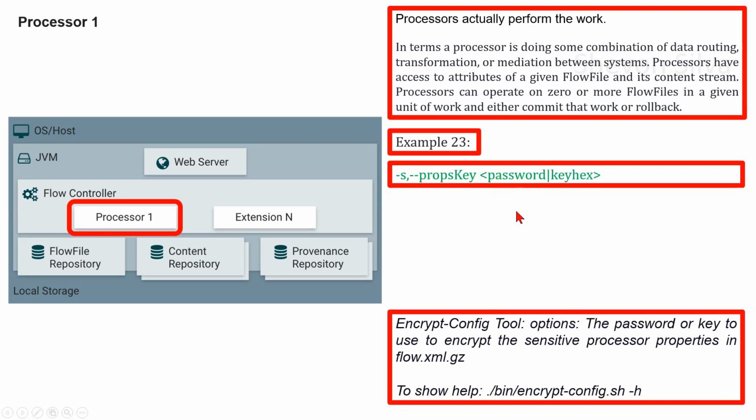Here we can consider options in the encrypt config tool. The password or key to use to encrypt the sensitive processor properties in flow.xml.gz.